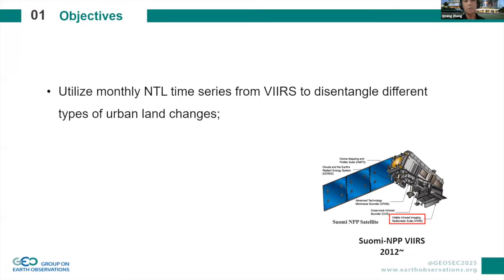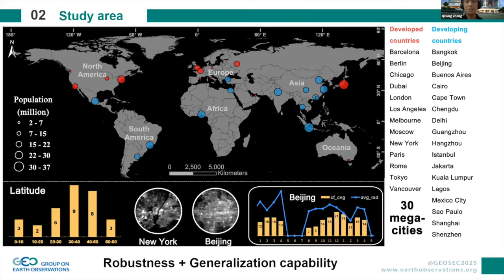So in this study, we use the monthly VIIRS time series from the VIIRS instruments. To categorize each urban pixel into different types of urban land changes, we selected 30 megacities from the world, which have totally different socioeconomic statuses and backgrounds and environmental settings, so that our results could be robust and our findings can be generalized to other cities.